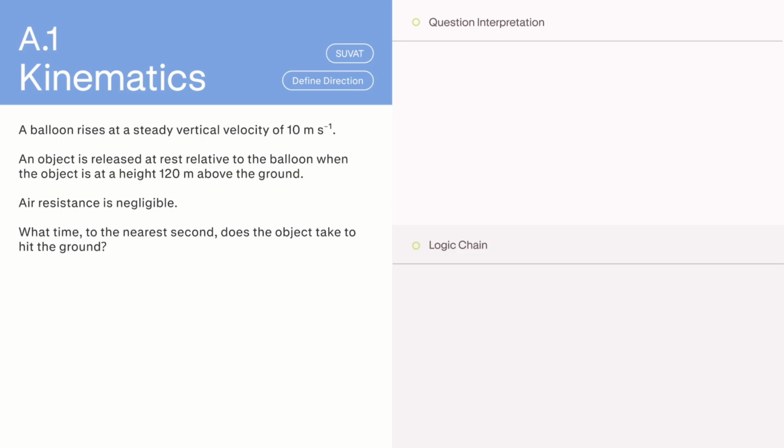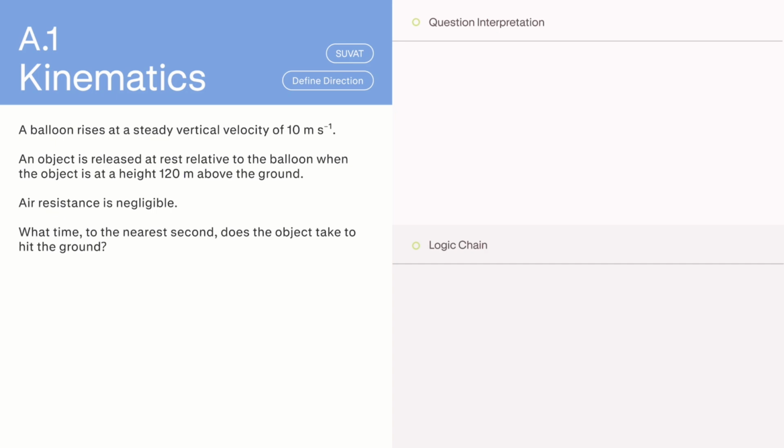In simpler ones, the quantities you plug into the equations are easier to spot. But here, we'll need to interpret the situation carefully to work out what's given and what's not. Along the way, I will introduce an important technique, defining the positive direction, a skill that helps avoid sign errors.